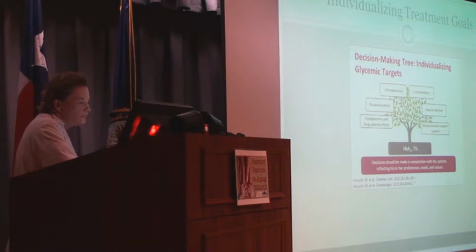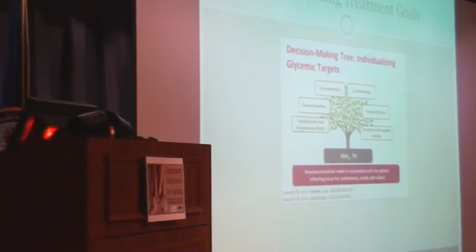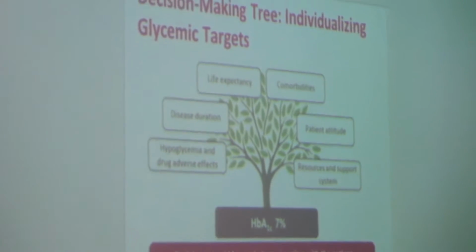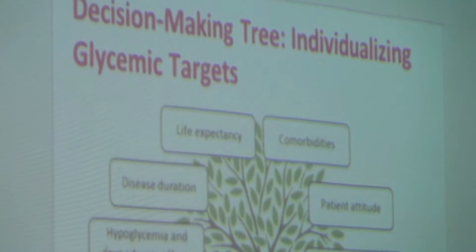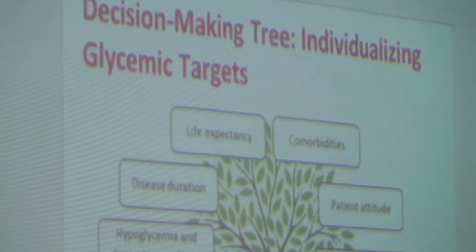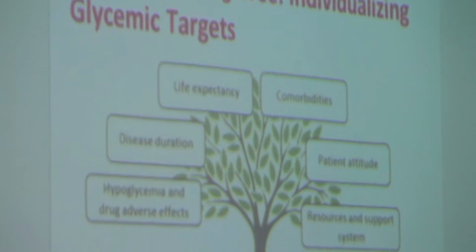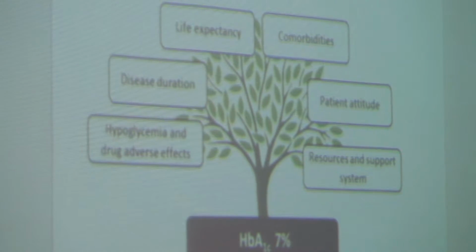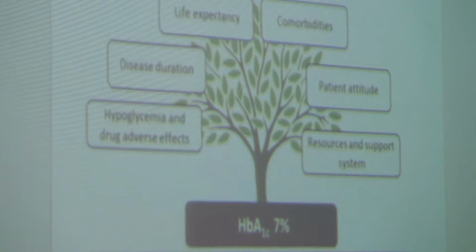Okay, and this is just a pretty slide. I had to show it. It pretty much emphasizes the same points about individualizing therapy, looking at the duration of their diabetes, the overall health of the patient, their set of comorbidities, particularly cardiovascular disease, and their social situation and their family support and other resources.